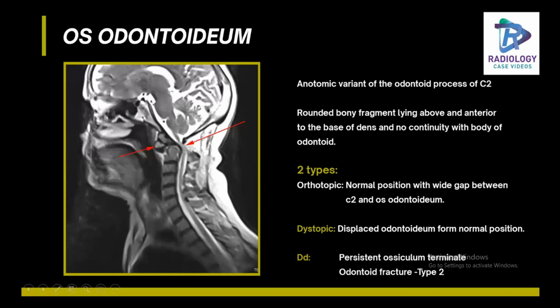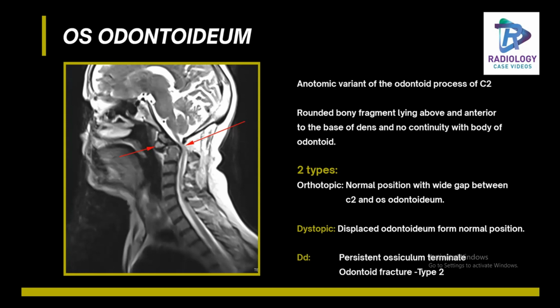It's a skeletal don't-touch lesion. There are two main types, orthotopic and dystopic. Orthotopic is normal position with a wide gap between C2 and the os odontoideum. Dystopic means displaced. It's also been termed os avis. Os odontoideum is often discovered incidentally on its own. Associated syndromes are Morquio syndrome and multiple epiphyseal dysplasia. It may be seen in association with another adjacent anatomic variant, the third condyle.